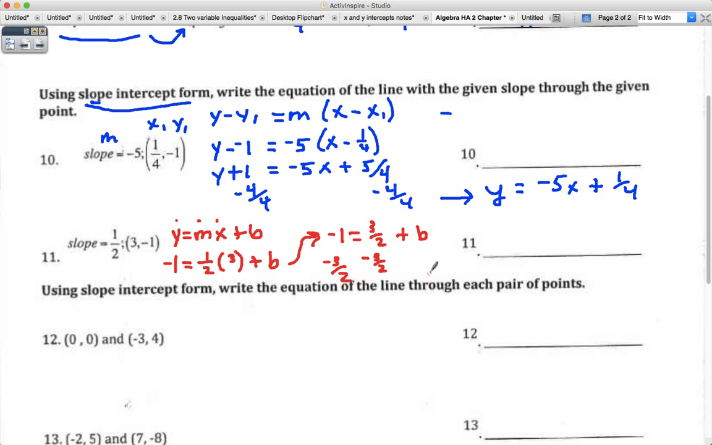So now what I really have is -2/2, which is -1, this one right here, minus 3/2 equals b. So b will equal -5/2. Now I just substitute those values in the slope-intercept form. y equals my m, which is 1/2, x minus 5/2.